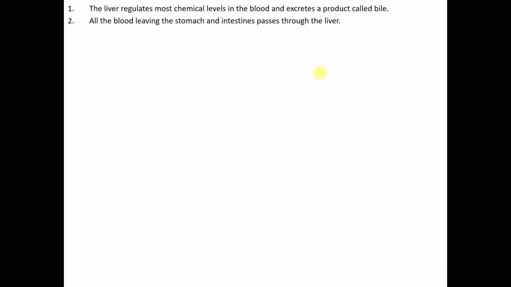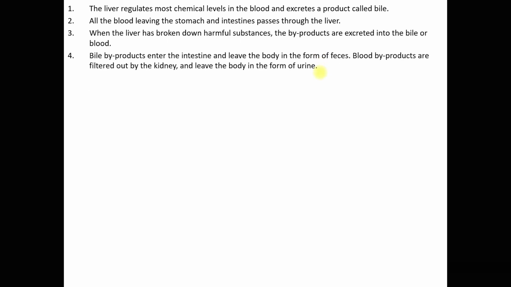Now our liver regulates most chemical levels in the blood and excretes a product called bile. All the blood leaving the stomach and intestines passes through the liver. When the liver has broken down harmful substances, these byproducts will be excreted into the bile or blood. The bile byproducts will enter the intestine and leave the body in the form of feces, whereas the blood byproducts will be filtered out by the kidney and leave the body in the form of urine.